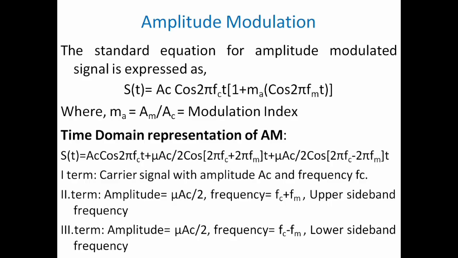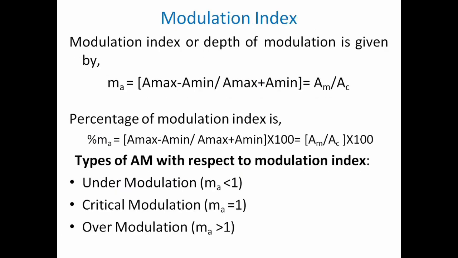Next we have to see the modulation index. The modulation index is also called the depth of modulation. The main expression is ma equal to ma maximum minus ma minimum divided by ma maximum plus ma minimum. The basic equation is Vm divided by Vc. So this is the modulation index.